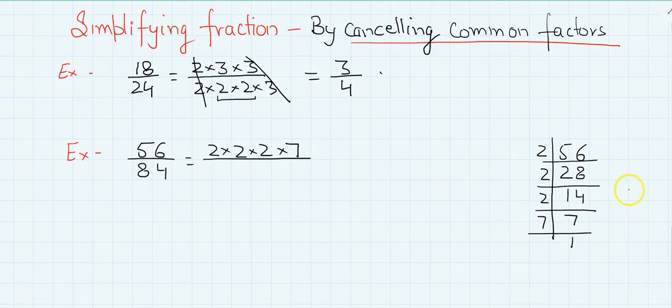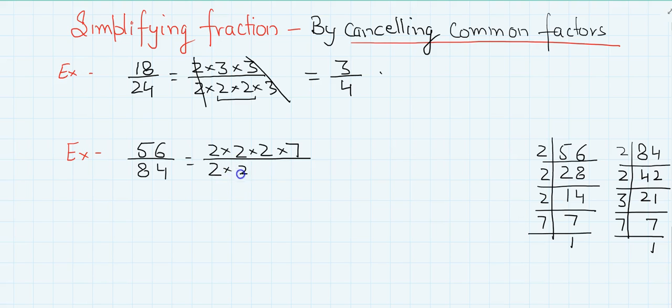Now let's see the factors of 84. We divide 84 by 2, that is 42. Again divided by 2, it will be 21. Again we can't divide it by 2, let's divide by 3. 3 times 7 is 21 and 7. So the factors are 2 multiply 2 multiply 3 and multiply 7. So these are the factors of 84.